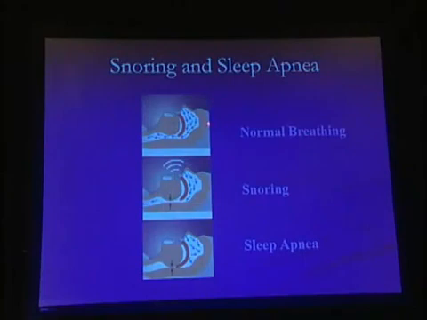And here's what happens. Basically, normal breathing allows for passage of airway. This is the tongue, this is the palate. In the snoring individual, there's just a lot of tissue. So the air goes in, and there's just a lot of tissue in here that vibrates. Okay? But it doesn't cause closure of the airway. In the apneic individual, there's airway closure from the tongue falling back.